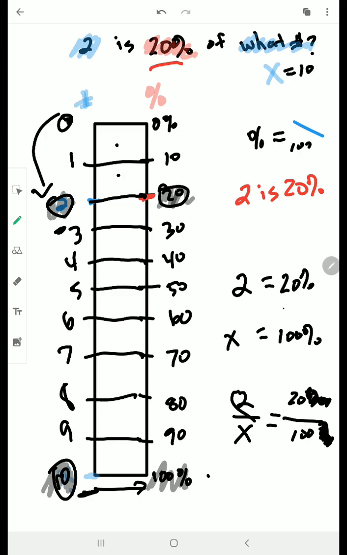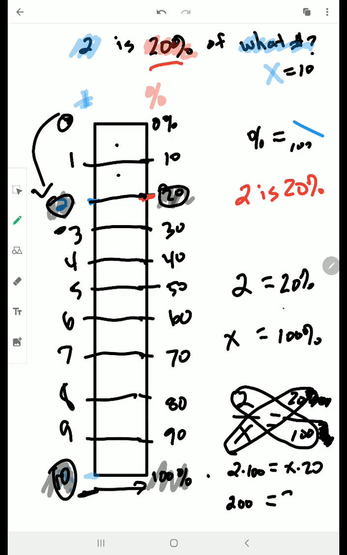Cross multiply is what we're going to do here. 2 times 100 is equal to x times 20. So 200 equals 20x. Divide both sides by 20. Well, 200 divided by 20 is 10, so 10 equals x. And that's how you do that using the cross multiplying method to get the same answer.